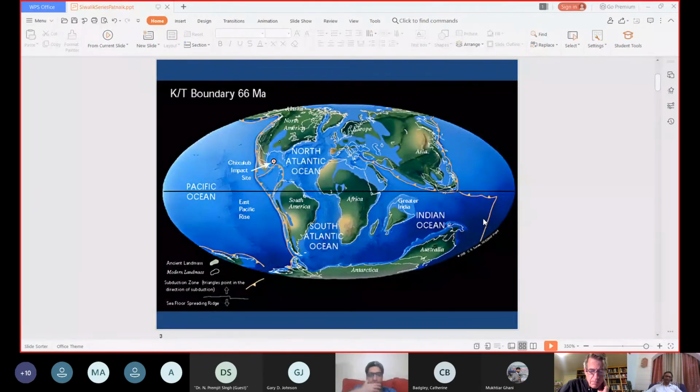So I'll take you back to the KT boundary. Can you all see the slide, KT boundary? Yeah.